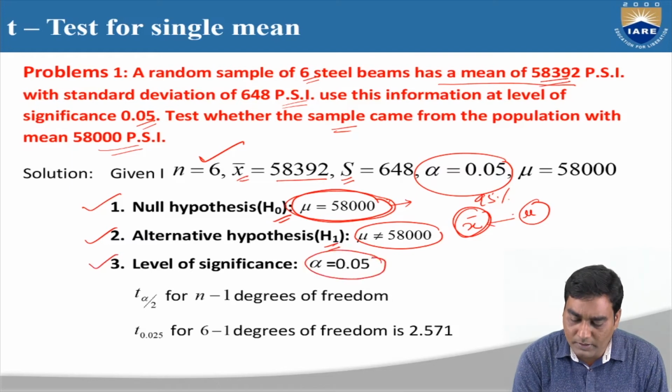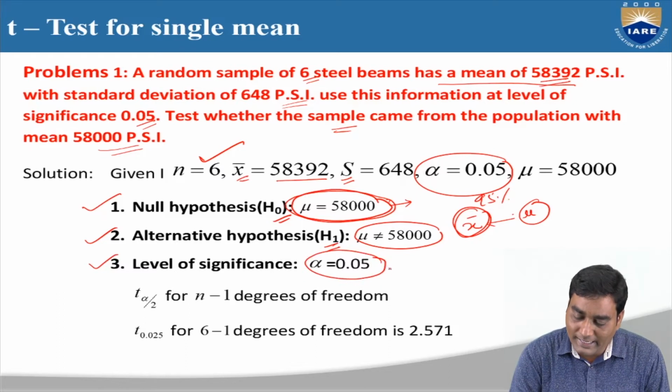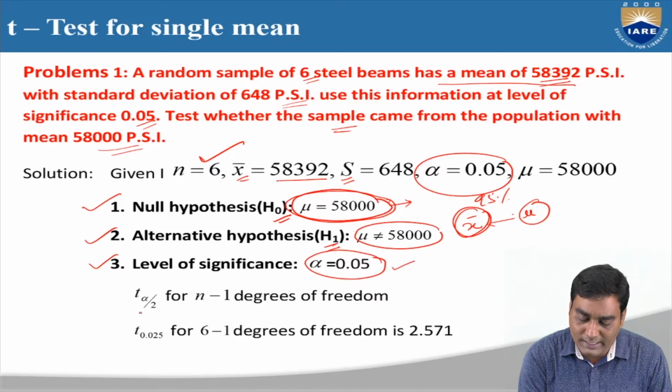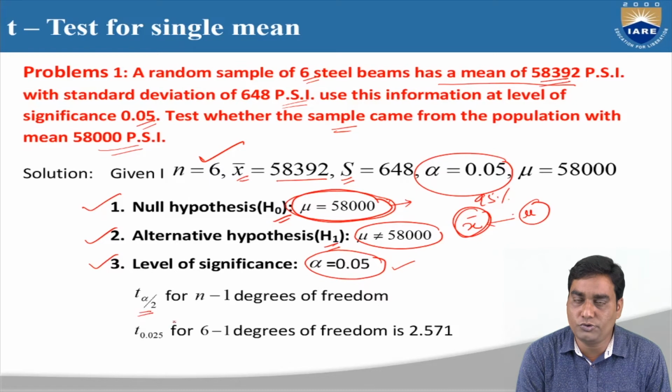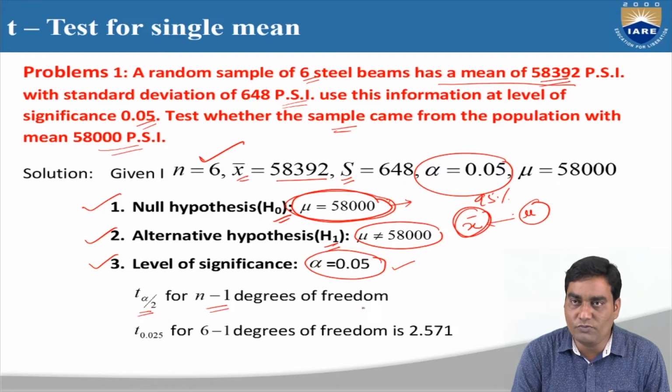Alpha equal to 0.05 from the problem we got it. At alpha equal to 0.05, we should find out the t alpha by 2 value. We should choose the t alpha by 2 value for n-1 degrees of freedom from the t distribution table. This value we can choose from the table.